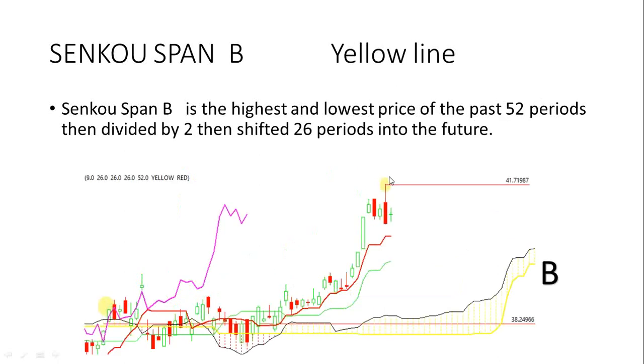The yellow line, this is the most important line in the cloud, is Senkou span B, the highest and lowest price of the past 52 periods, divided by 2 and shifted 26 periods into the future. This gives you a sign of future support and resistance in the market. And we notice on this chart here, all of the elements are trading above the cloud. This is very bullish. This is the type of thing that we would look for.